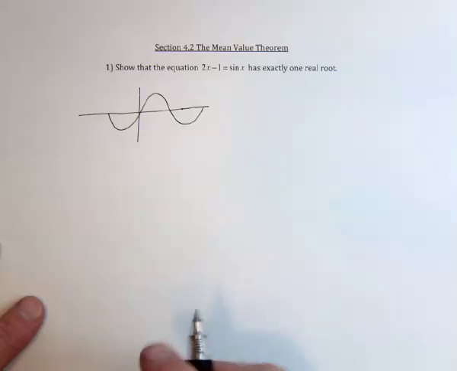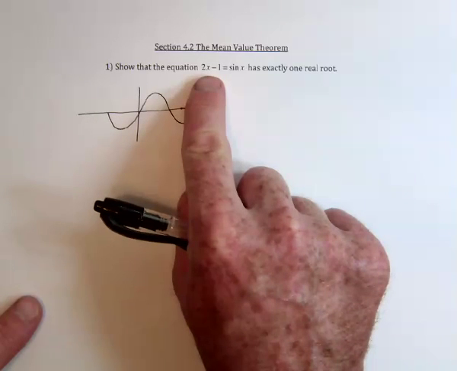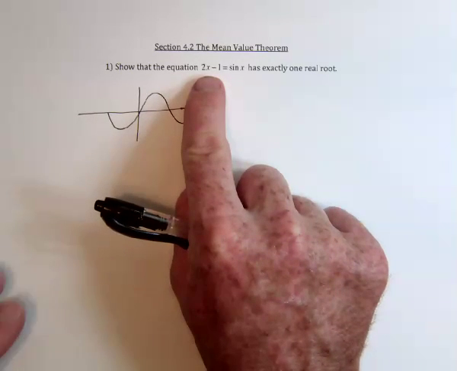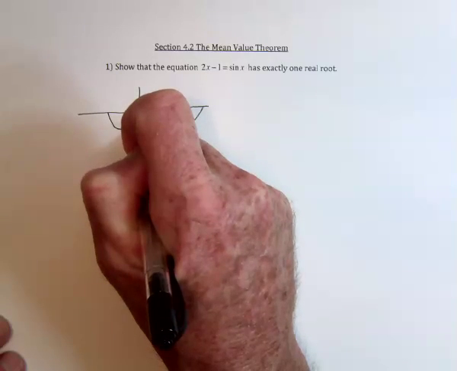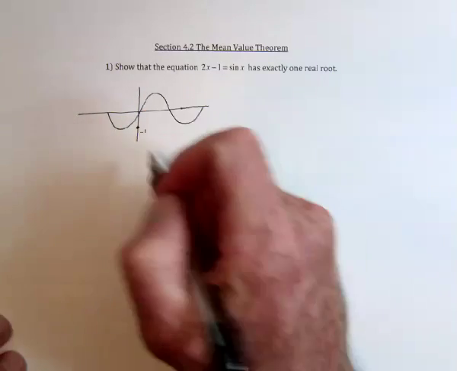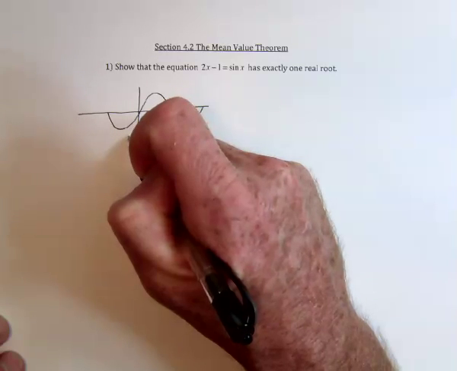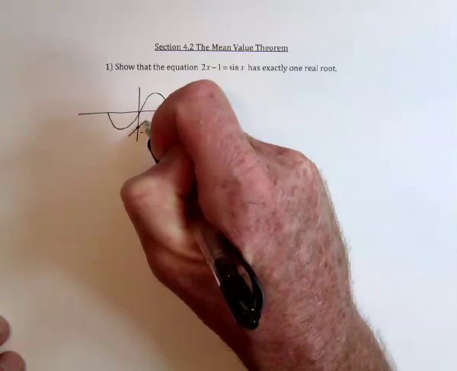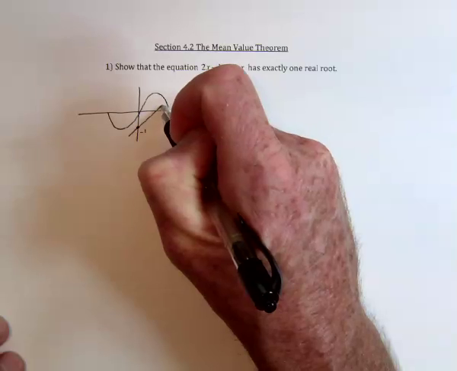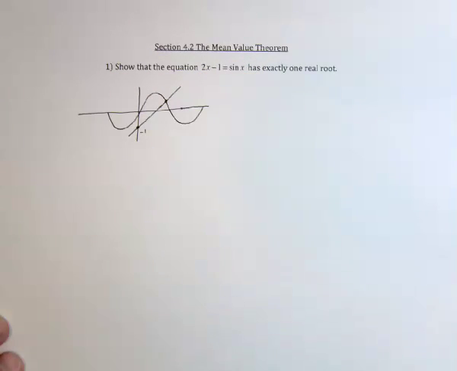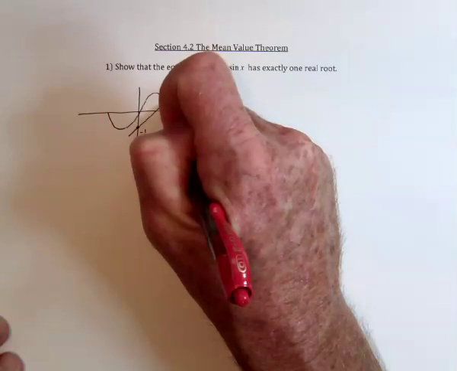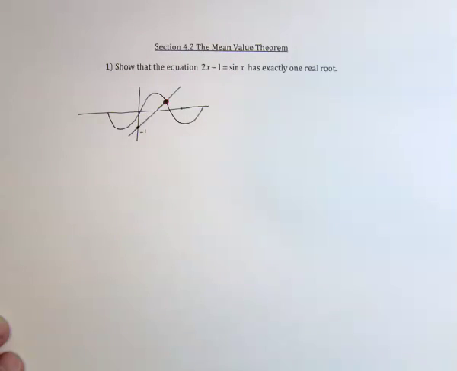So now take a look at this, which is a line. The slope is a positive 2, and it's crossing the y-axis at -1. So down here is -1, and then make a straight line with a slope of about 2, and there's only going to be one place where it hits the sine graph. So now we need to show that that's going to be the only place.